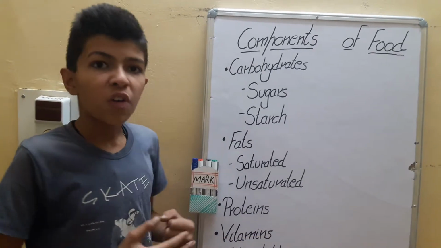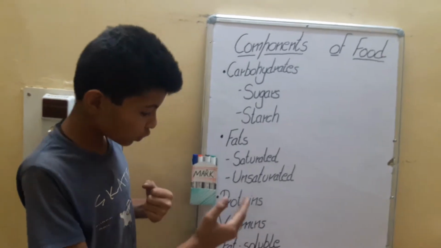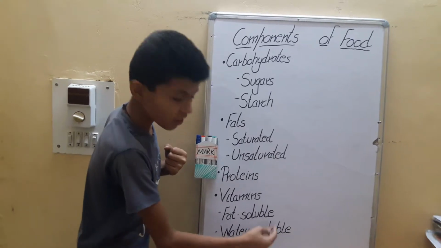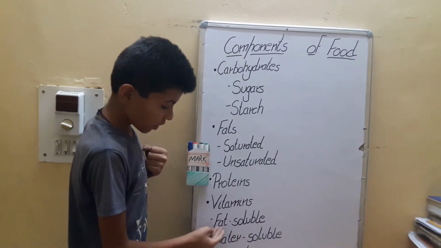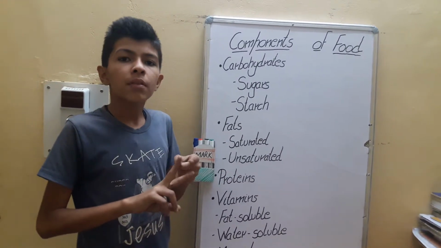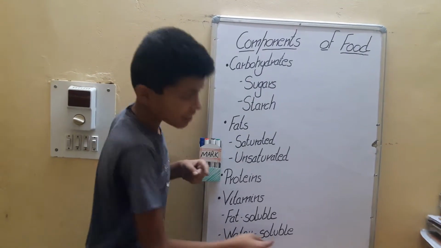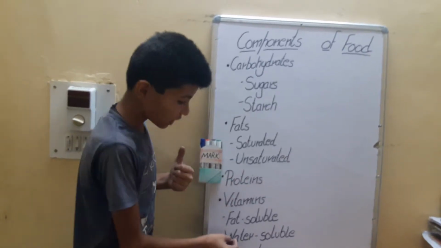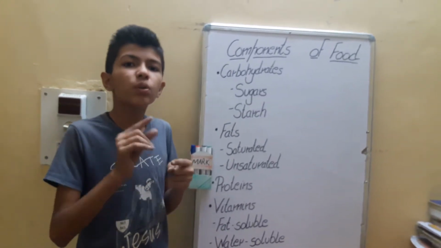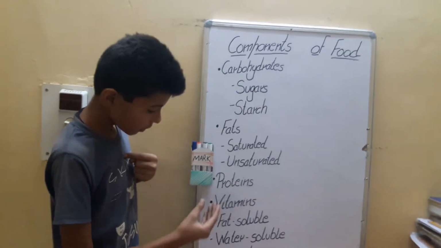Next is vitamins. Vitamins help us to maintain the health. There are 2 types of vitamins: fat soluble vitamins and water soluble vitamins. Fat soluble vitamins are those which have fat, which include vitamin A, C, D, K, and water soluble vitamins include vitamin B, which includes B1, B2, which is called the B complex.